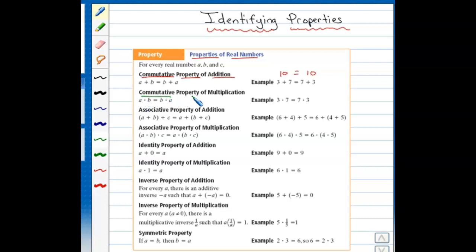The commutative property of multiplication states that A times B is equal to B times A. So 3 times 7 is equal to 7 times 3. 21 is equal to 21.